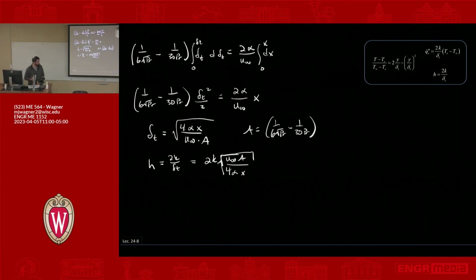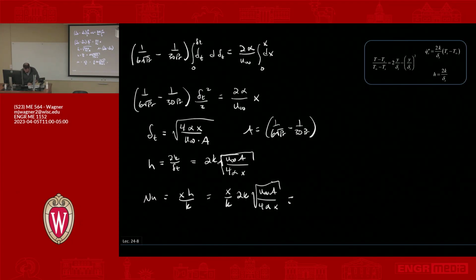Then the Nusselt number would also be useful, I guess. So Nusselt number is equal to x h over k, which is going to be x over k times 2k square root u infinity a over 4 alpha x. So then simplify that down, and that gives us a square root of u infinity a x over alpha. So, okay, this is good. I guess we now have an expression for a Nusselt number.